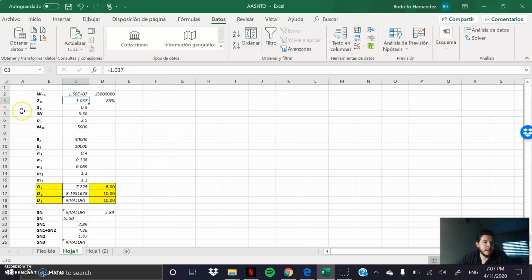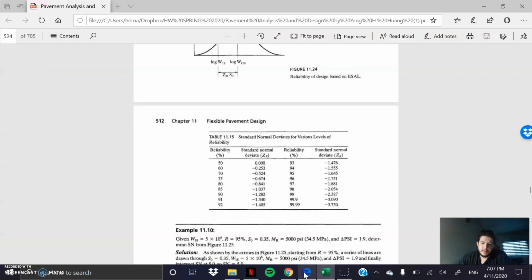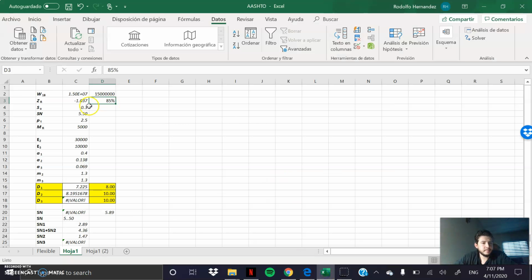Next thing we need is the normal deviate. The normal deviate is minus 1.037 since it's a pavement with 85% reliability. We go here in table 11.15 for a pavement with reliability of 85%, we use minus 1.037. The standard deviation is gonna be 0.3. That's what he gave us for this exam.